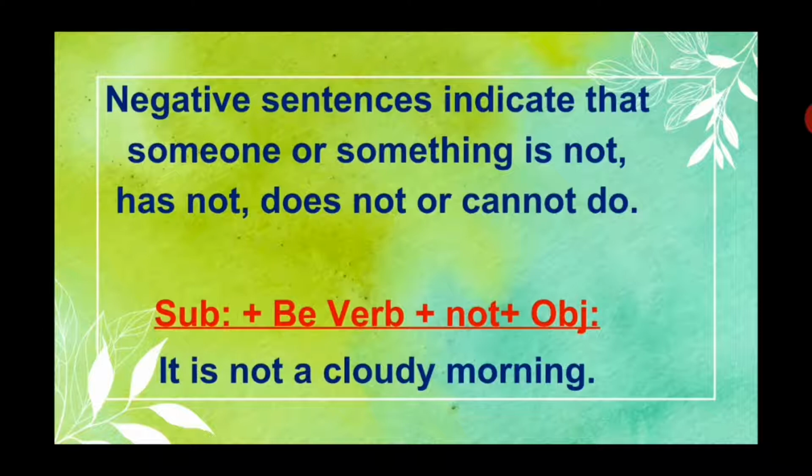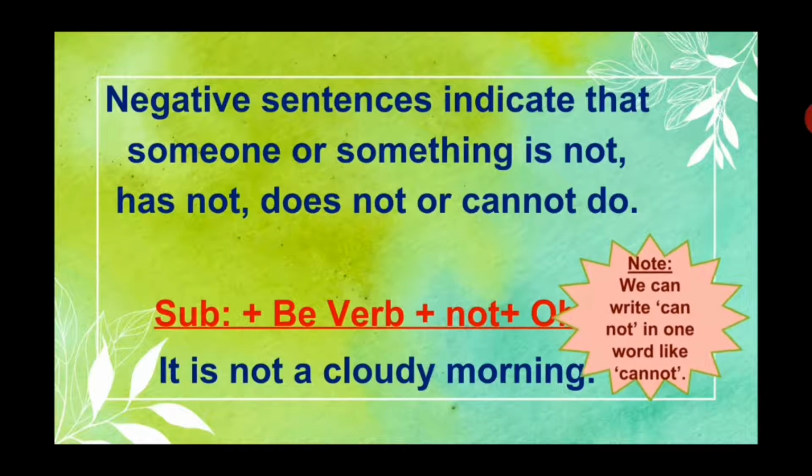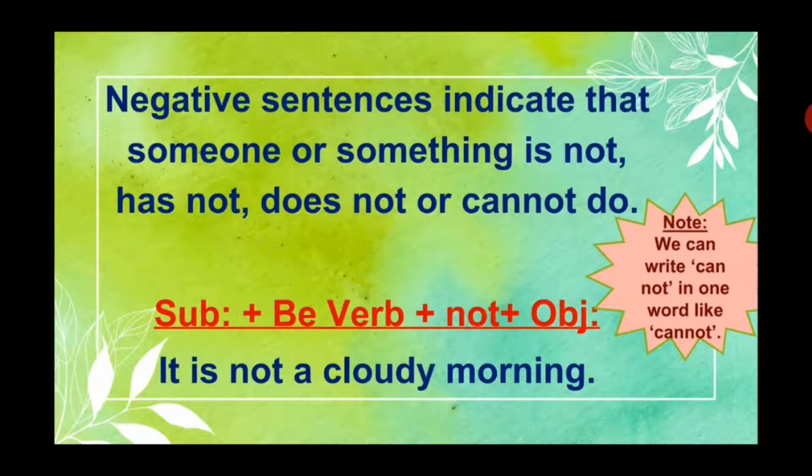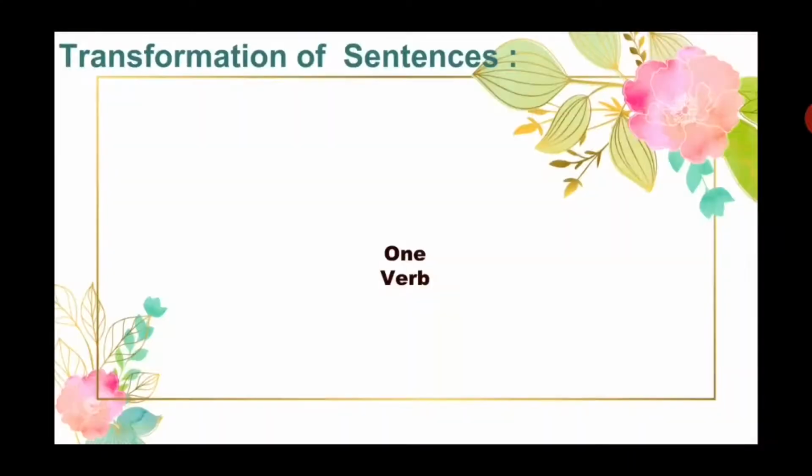Right? Now look at here, what I have for you. A special thing. You have to notice that we can write cannot in one word like cannot, or you can write the short form can't like this way. To say the summary in short, any sentence or statement that is positive is an affirmative sentence and the opposite statement is the negative one. Okay, so let's go for how to transform the sentences.